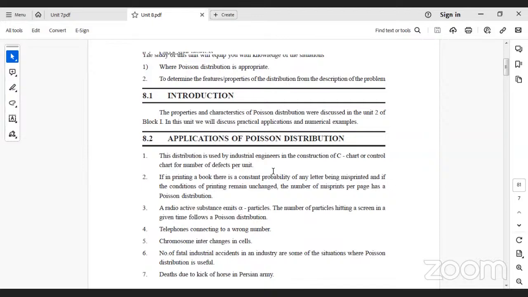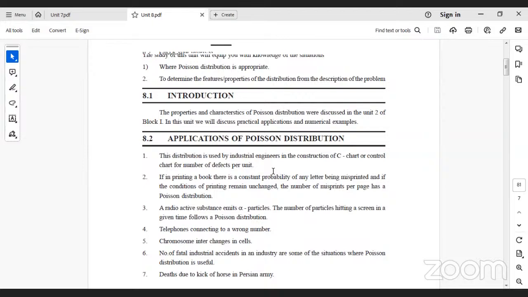Okay, sir. This distribution is used by industrial engineers in the construction of the C chart, the control chart of the number of defects per unit. In printing a book, there is a constant probability of a letter being misprinted. Poisson distribution is useful there too. The conditions of printing remain unchanged, and the number of misprints per page has a Poisson distribution.